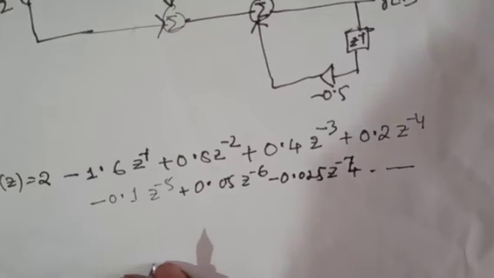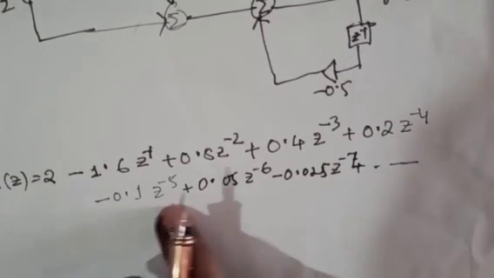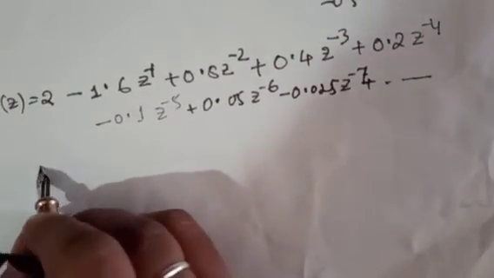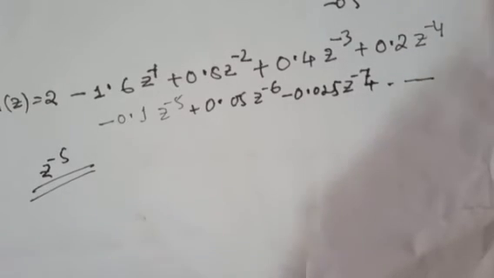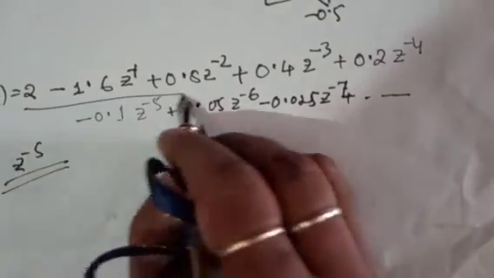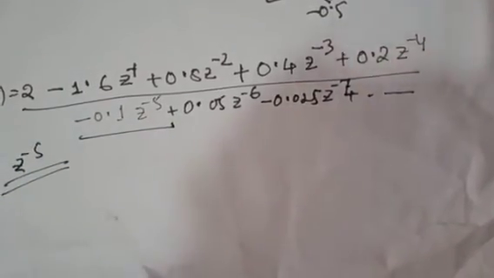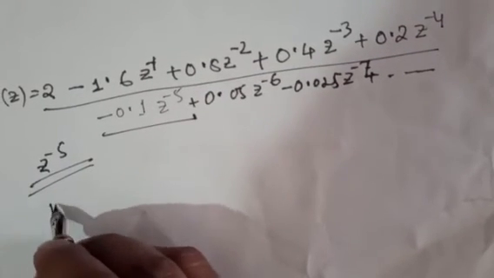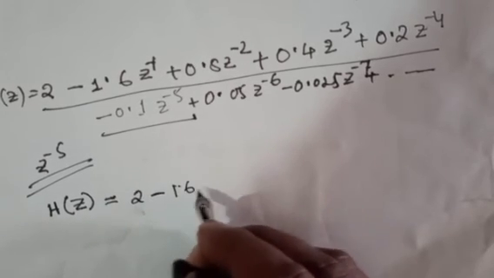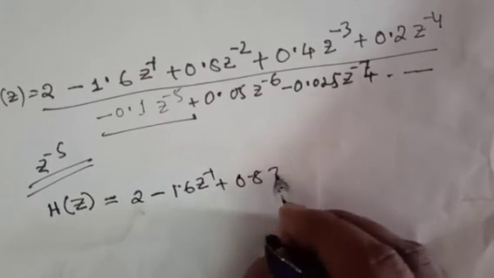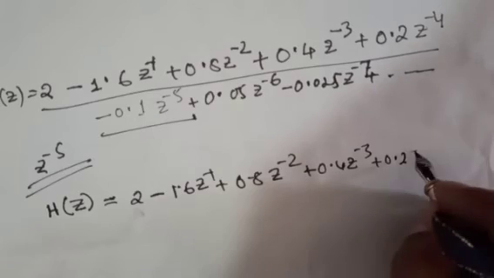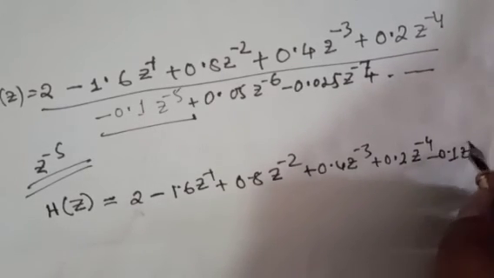Now to realize it, somewhere you have to truncate it, right? You cannot simply realize this infinite polynomial. So let us truncate the series at z to the power minus 5. Okay, let us truncate it arbitrarily at z to the power minus 5. So that means we will take only this portion up till here. Then if we truncate the polynomial at z⁻⁵, it will be 2 − 1.6 z⁻¹ + 0.8 z⁻² + 0.4 z⁻³ + 0.2 z⁻⁴ − 0.1 z⁻⁵.